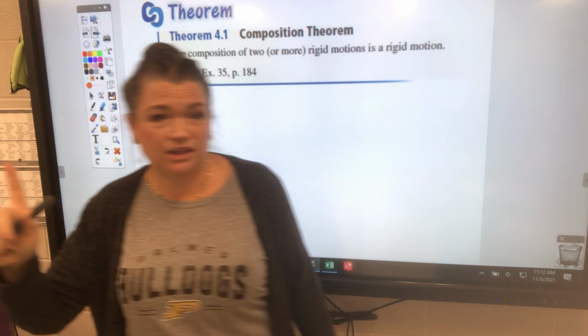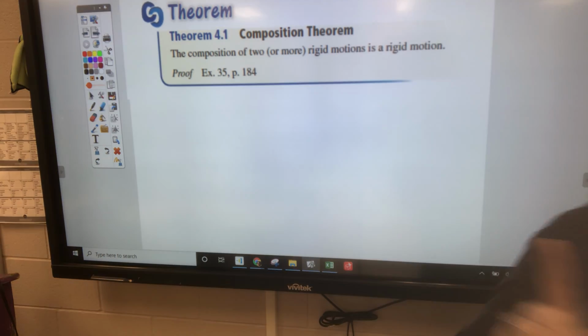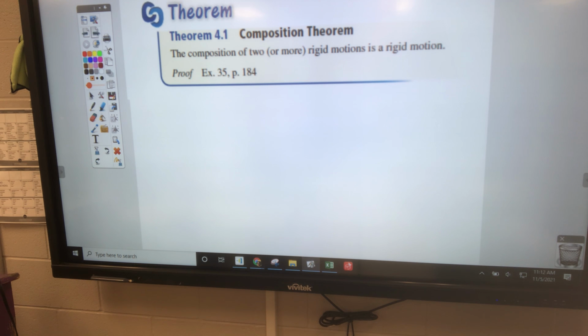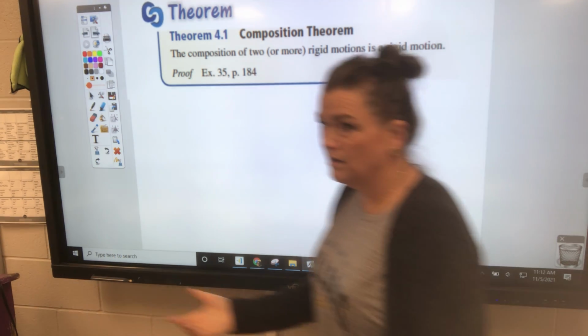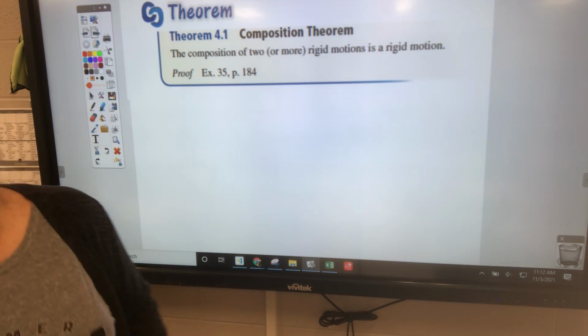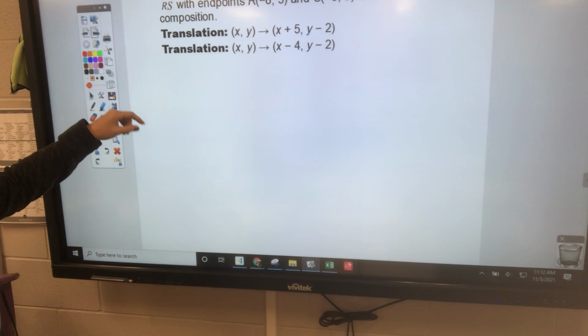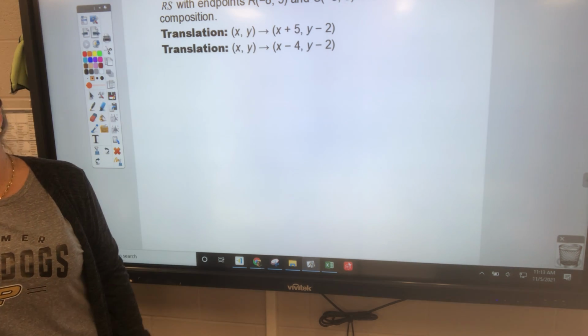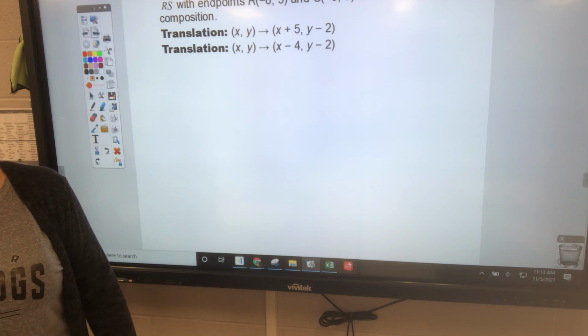Also, the composition of translations is also a rigid motion. So if you have more than one translation, it's still rigid. What does rigid mean? Still doesn't move. Doesn't change. Stays the same. So the composition is when you have two or more translations.